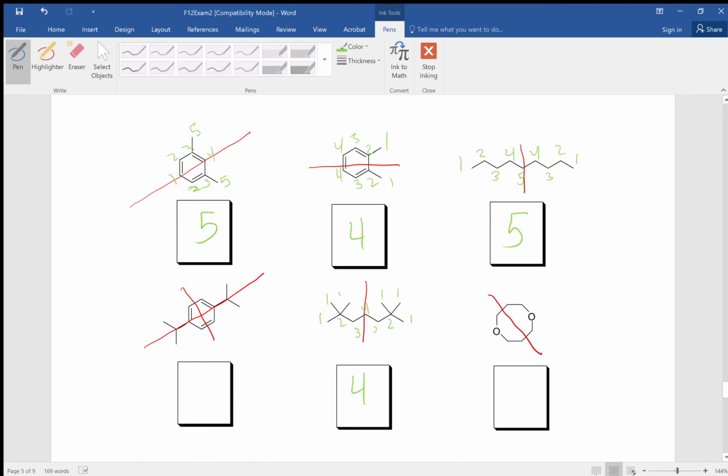And I mean, each of these is remarkably similar. Again, we're looking for the symmetry and then working our way out to find each of the unique groups.